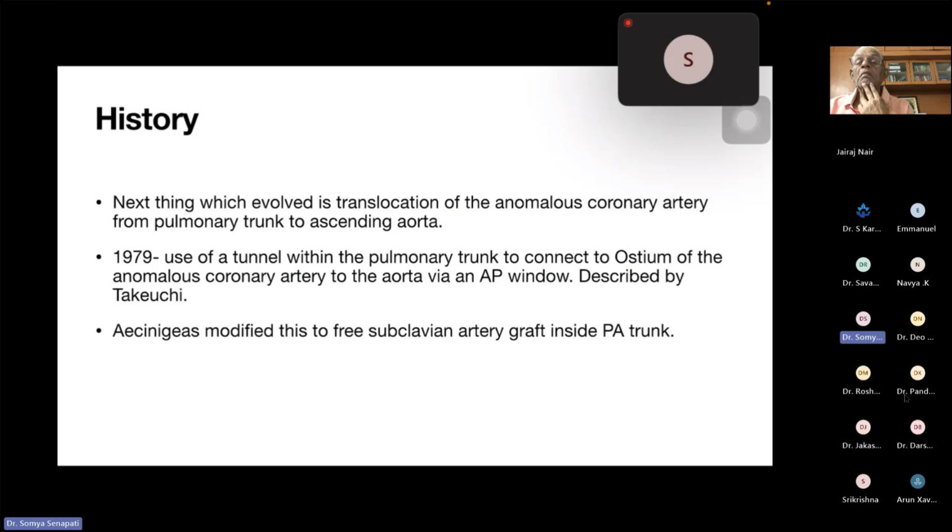In 1979, a tunnel was used within the PA trunk to connect the ostium of the anomalous coronary artery to the aorta via an AP window, which was described by Takeuchi. This has also been modified in one more way. He connected a free subclavian artery graft by sacrificing the limb to inside the PA trunk.